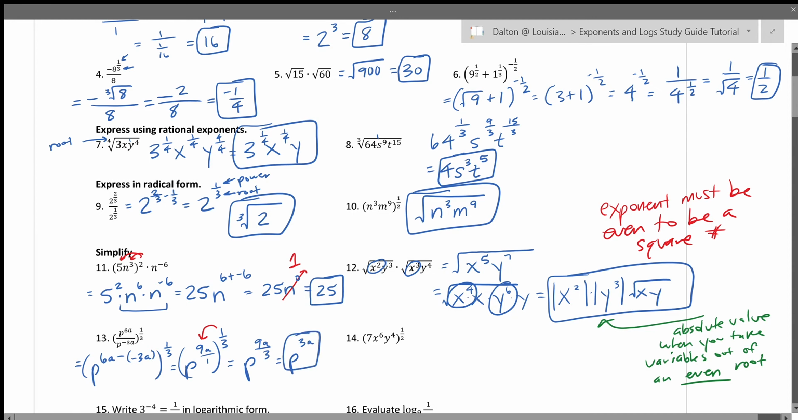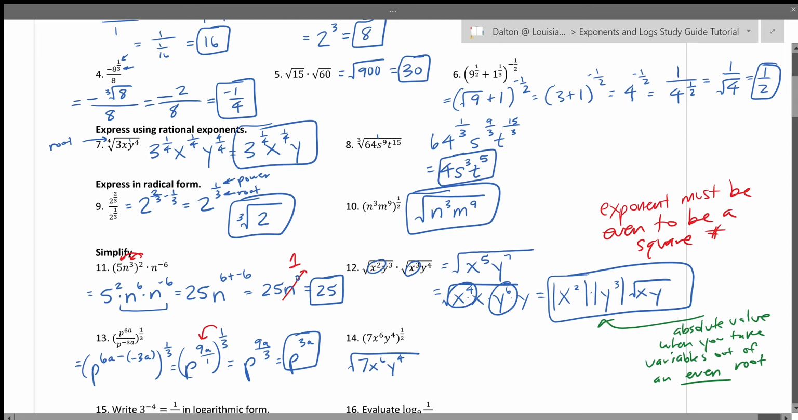Number 14, 7x to the 6th, y to the 4th, all to the 1/2 power. Again, you can distribute this 1/2 power into every term if you'd like. I recommend rewriting it as the square root of all of that stuff, 7x to the 6th, y to the 4th.